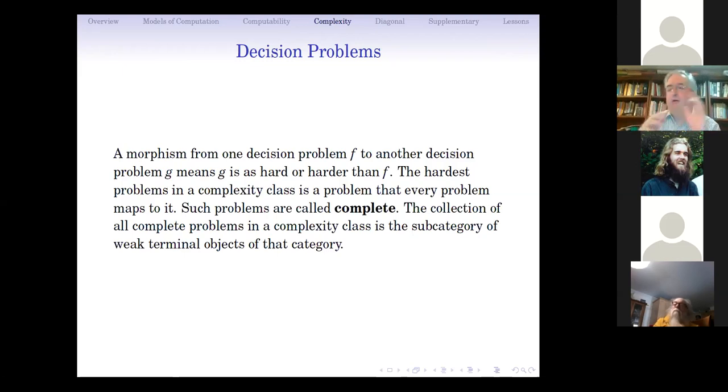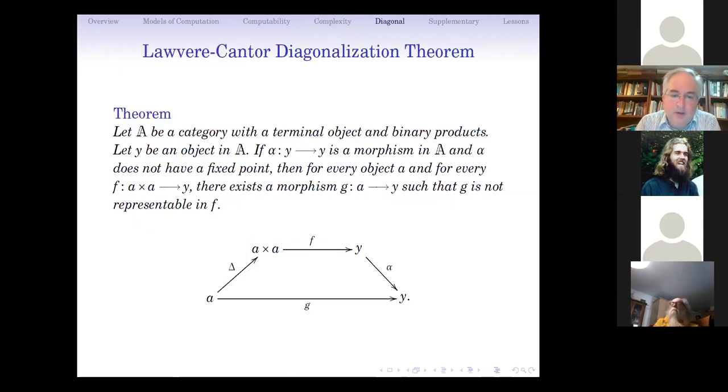Okay, and so that's a very simple thing. And the hard part, of course, is to find the first weak terminal object. And that's called the Cook-Levin theorem. Okay, great. Some of you who have seen some of my work before know I have this paper on diagonalization, and I revisit it here where I just focus on theoretical computer science.